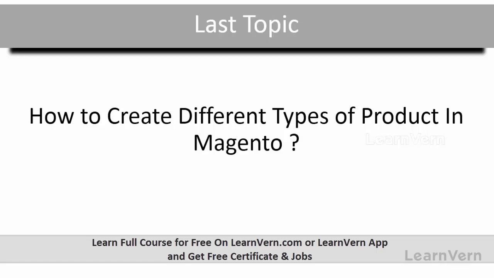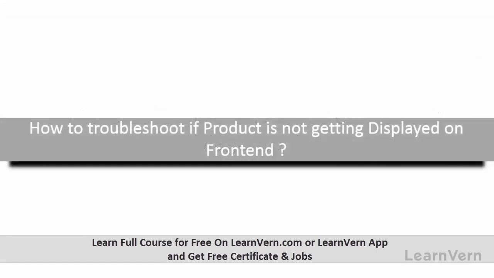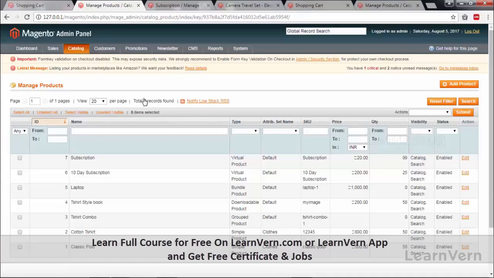In the last session, we learned about how to create different types of products in Magento along with their custom options. In this session, we are going to learn how to troubleshoot if a product is not getting displayed on the front end. So in this last video related to all the products, I am going to show you a general troubleshooting guide.